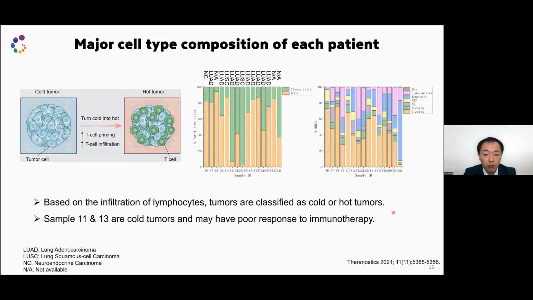We know that based on the immune cell infiltration, tumors are distinguished as cold tumors and hot tumors. Cold tumors have less immune cell infiltration and a poor response to immunotherapy. From our result, we can say sample 11 and sample 13 have fewer immune cells. These two samples may be cold tumors. We also listed the immune cell subsets, and from the right graph, we can see the majority of cells are T cells in lung cancer.